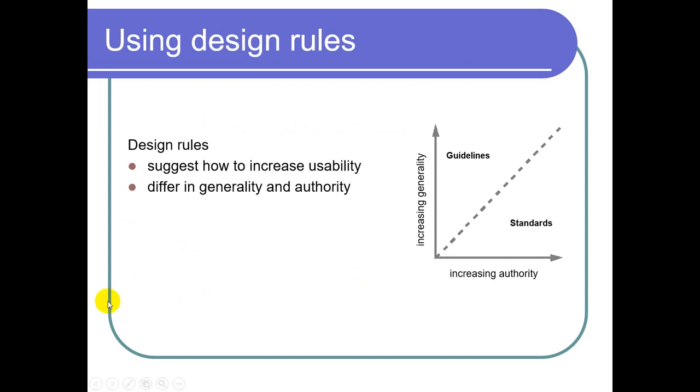And the same diagram now suggests that the design rules, which suggest how to increase usability, differ in generality and authority. So we have studied that when we use the standards, we are moving towards increasing authority, and when we are more towards the guidelines, we are going to make it more general. So we have to find a balanced way in which standards and guidelines are used in such a manner that we make better and usable software.